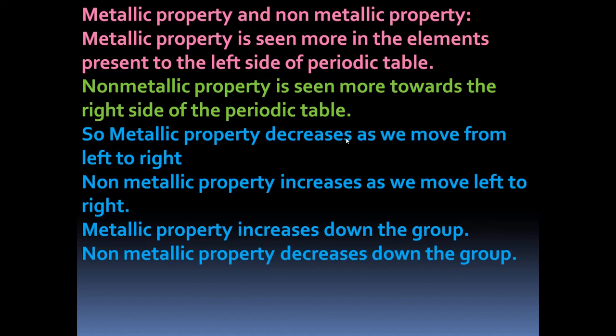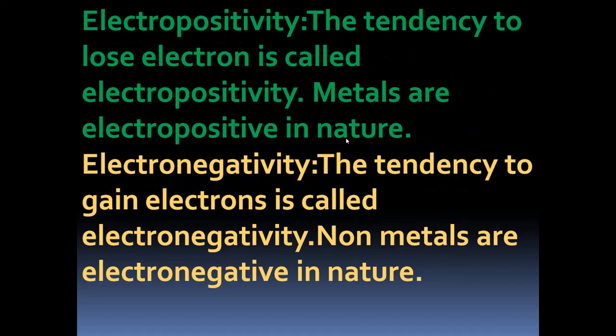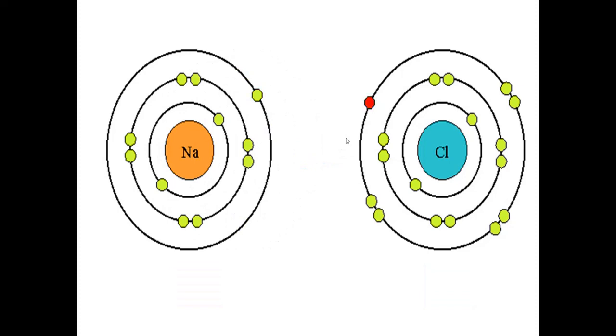Metallic property increases down the group. Non-metallic property decreases down the group. The next trend that we are going to learn here is about electropositivity and electronegativity. So first of all, let us understand what is meant by electropositivity.